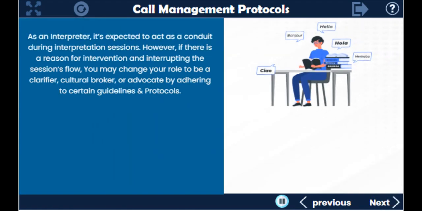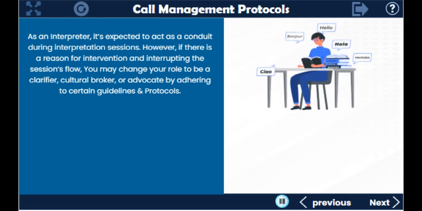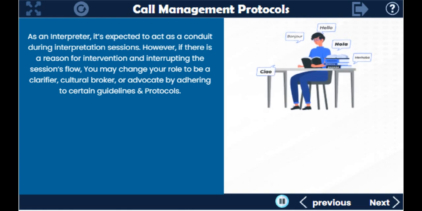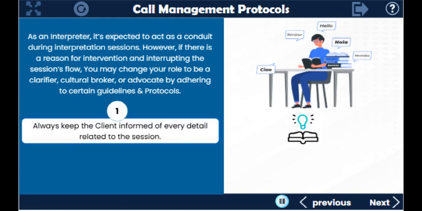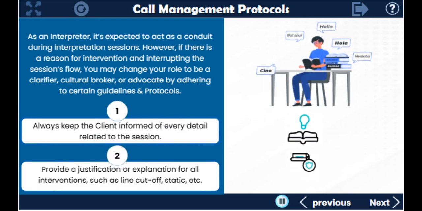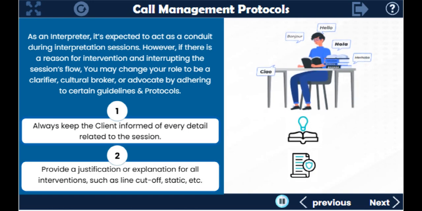As an interpreter, you are expected to act as a conduit during interpretation sessions. However, if there is a reason for intervention and interrupting the session's flow, you may change your role to be a clarifier, cultural broker, or advocate by adhering to certain guidelines and protocols. Always keep the client informed of every detail related to the session. Provide a justification or explanation for all interventions, such as line cutoff, static, etc.